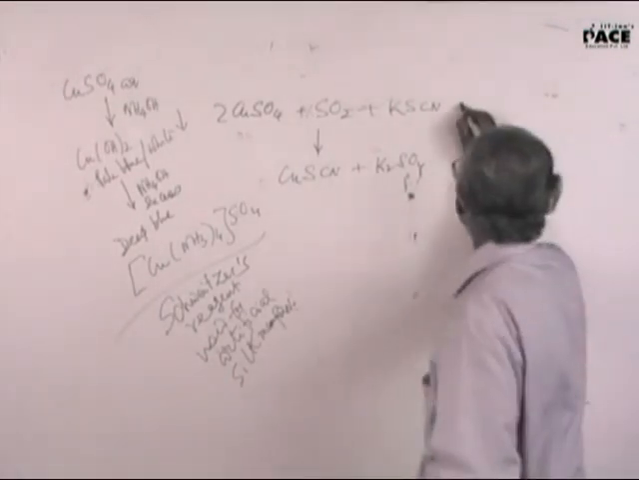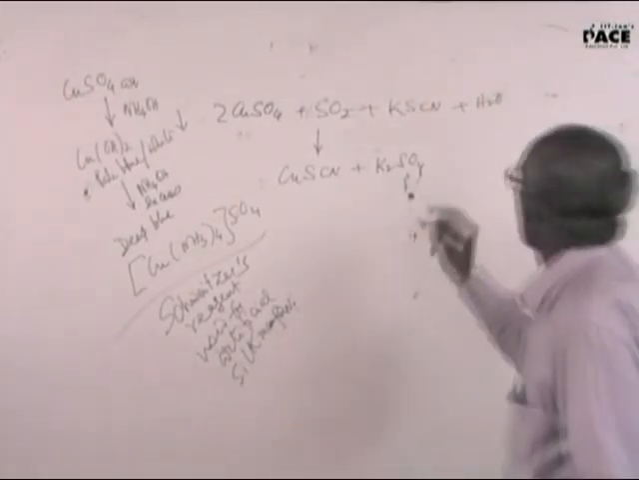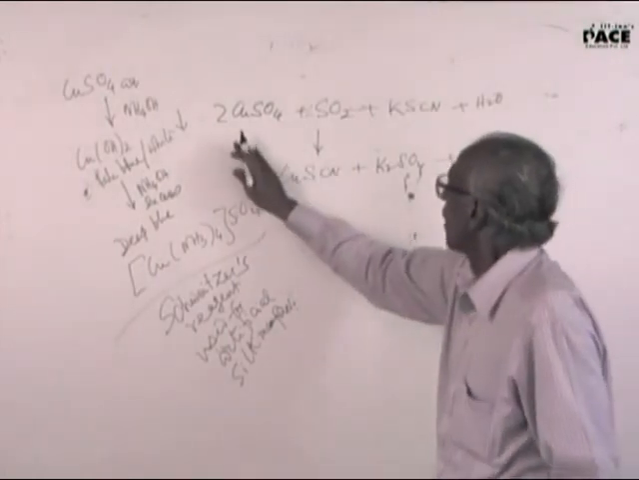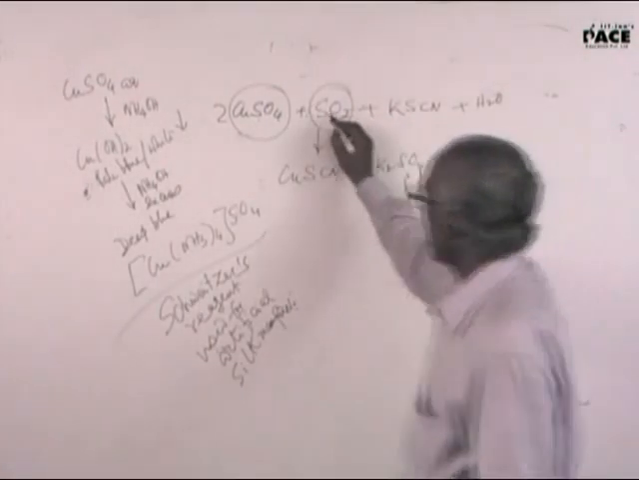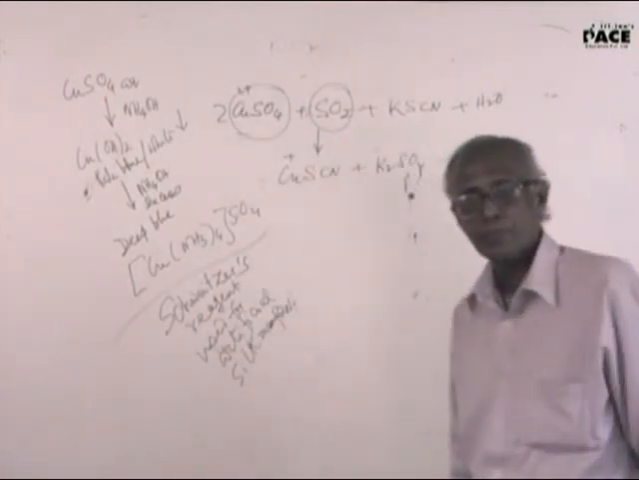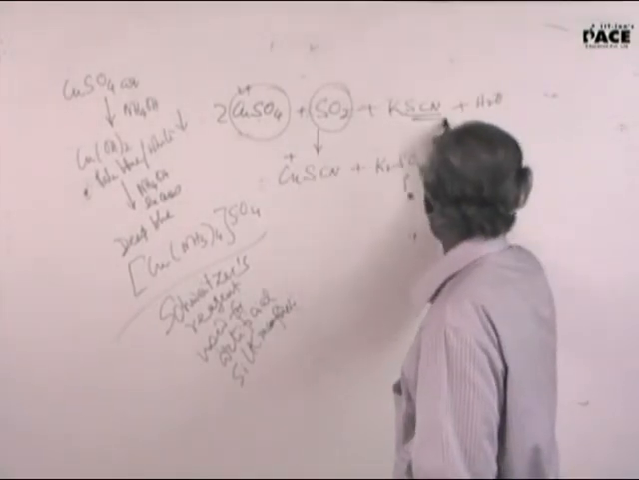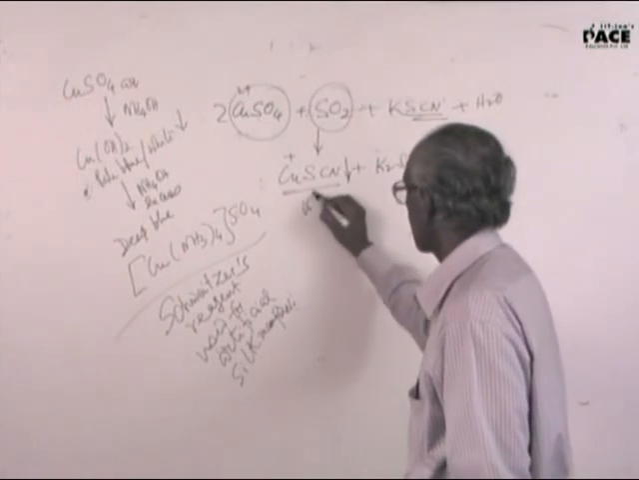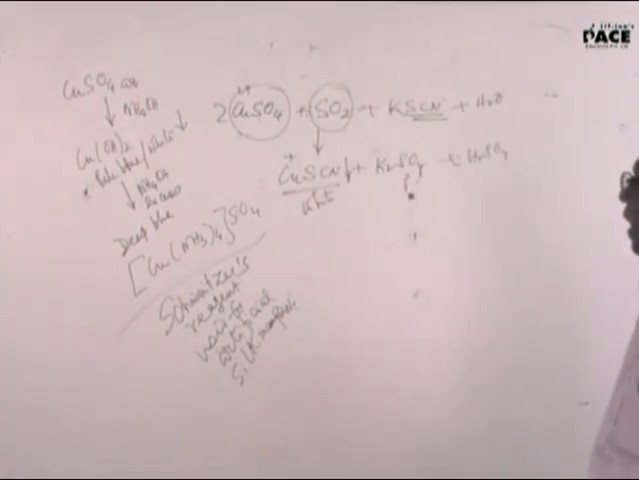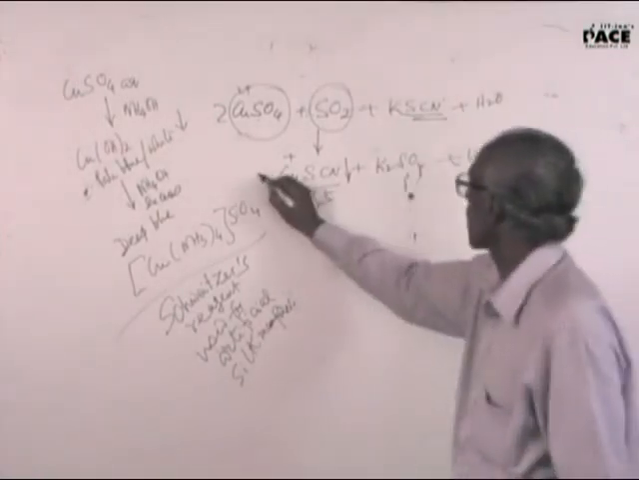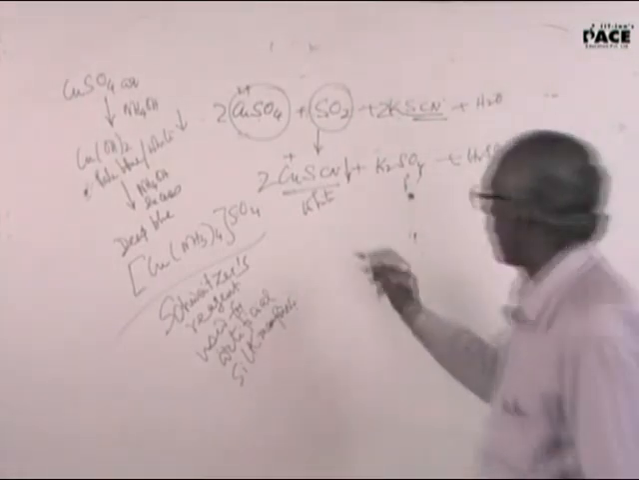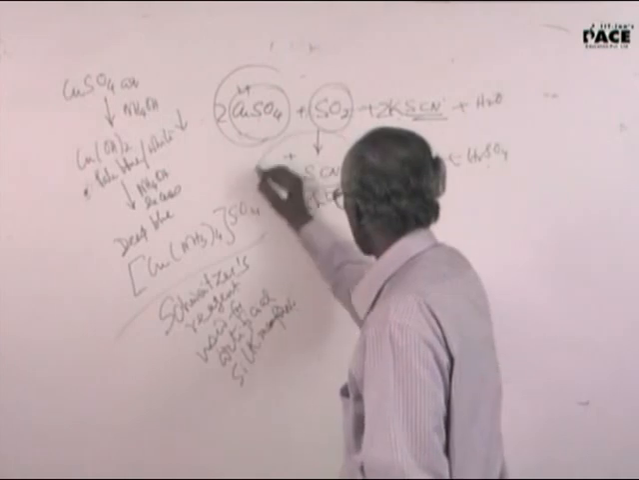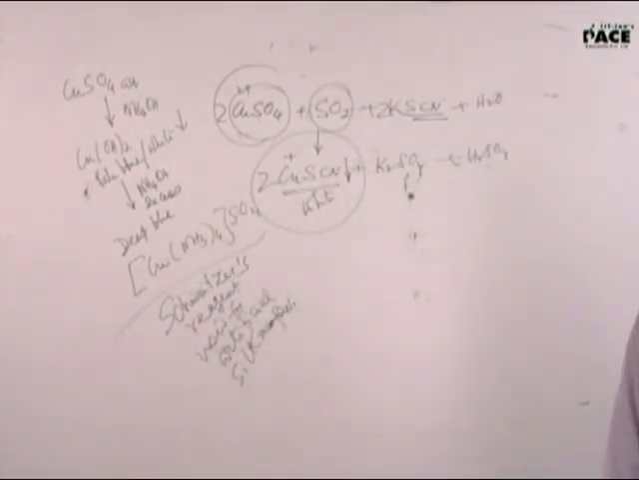If you add sulfur dioxide to copper sulfate in the presence of potassium thiocyanate, the sulfur dioxide reduces copper 2 plus to copper 1 plus, which combines with the thiocyanate ion to form cuprous thiocyanate, a white precipitate. It also forms potassium sulfate and sulfuric acid. So the copper can be quantitatively precipitated as cuprous thiocyanate by the action of sulfur dioxide in presence of potassium thiocyanate.